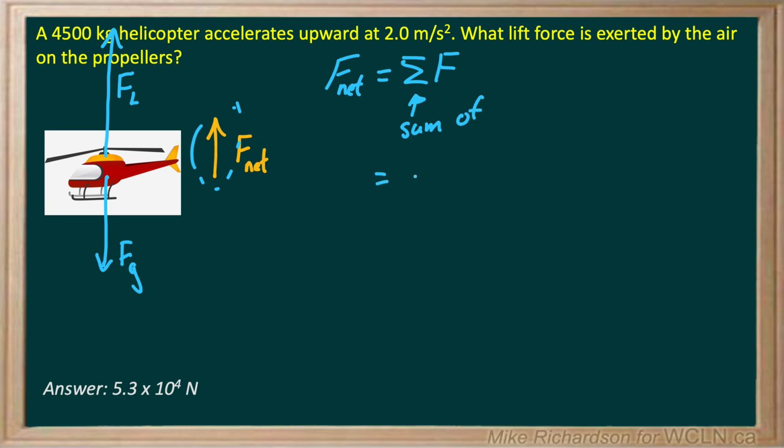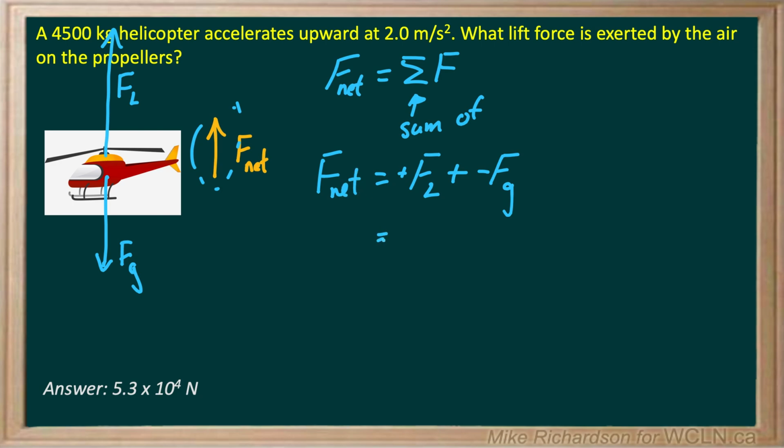Now our lift force is in the direction of our net force, so we're going to call that positive. And our gravity is opposing it, so it's going to be negative. And those two forces, when we add them together, are going to give me my net force, which is up.